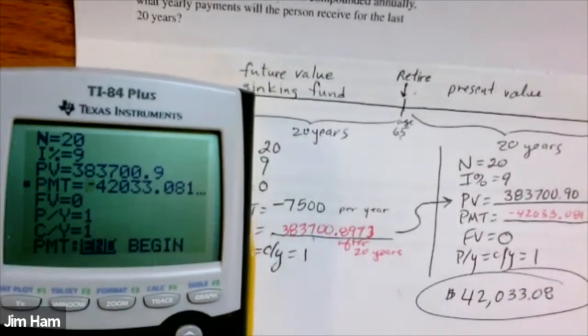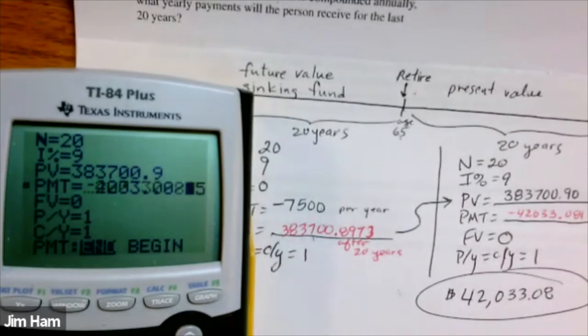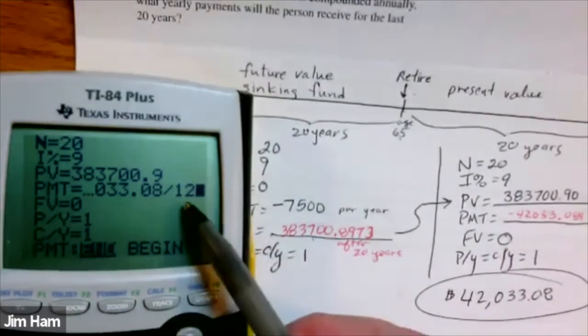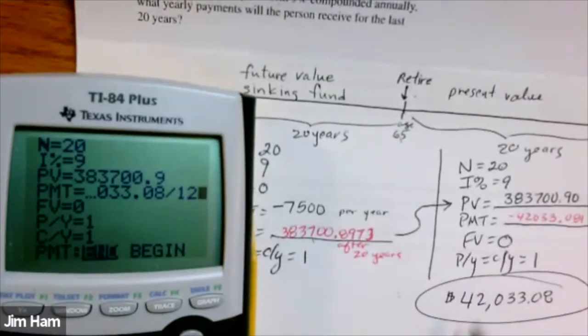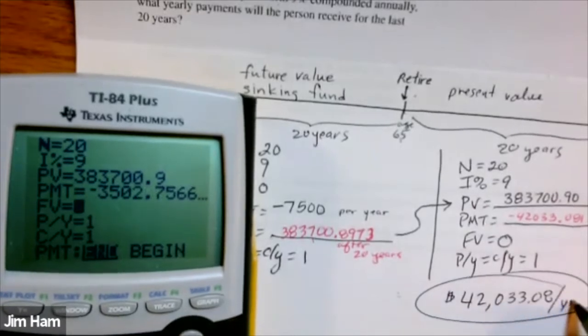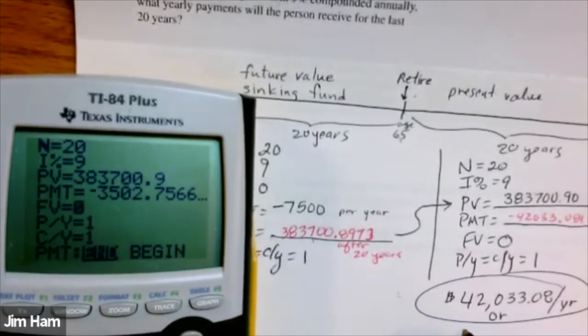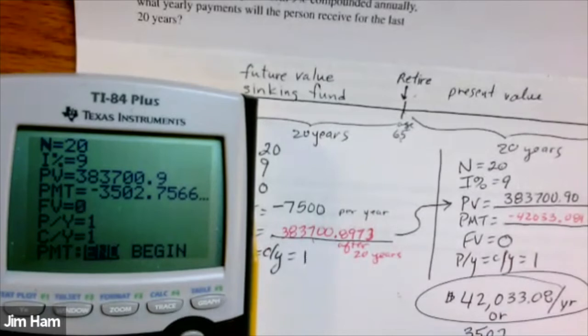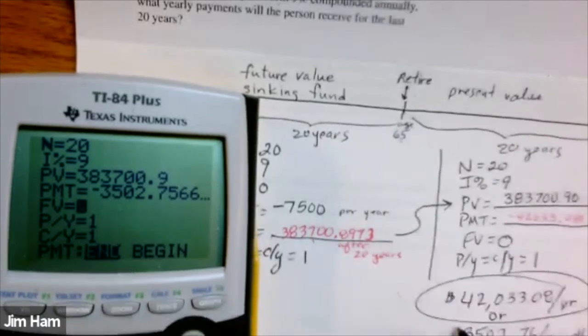So if we did want to know what the monthly payment would be, we could divide this yearly payment by 12. And this is per year, or we could say 3,502.76 per month. So that's a nice chunk.